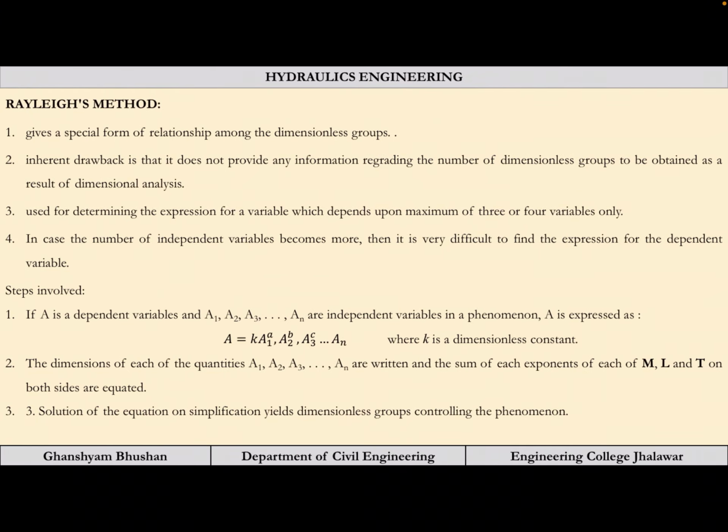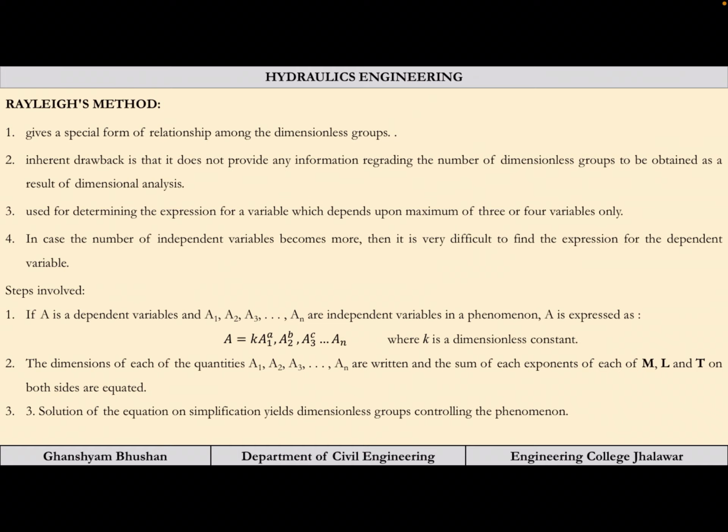Clear? So let us try to understand Rayleigh's method for dimensional analysis. The method which we have used for the calculation of n is also a part of Rayleigh's method. So why we are going to use this? Because it gives a special form of relationship among the dimensionless groups. What are the dimensionless groups? That we will be seeing later on.